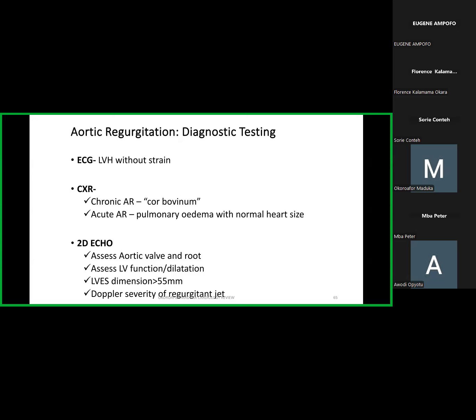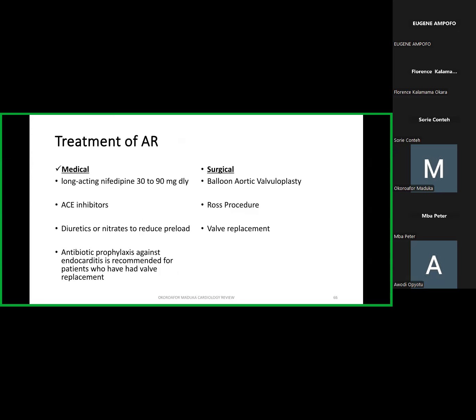Okay, so quickly, the 2D echo, we are assessing for the aortic valve and the root, left ventricular function, left ventricular end systolic dimensions greater than 55 millimeter. That's what we are looking at. And the Doppler severity of regurgitant jet.